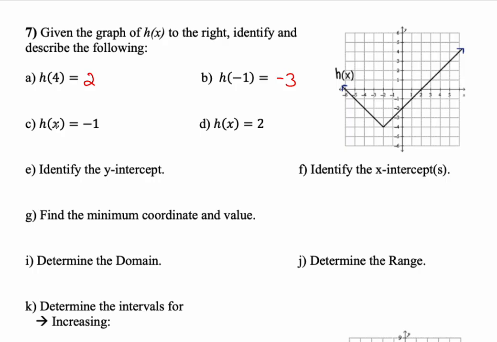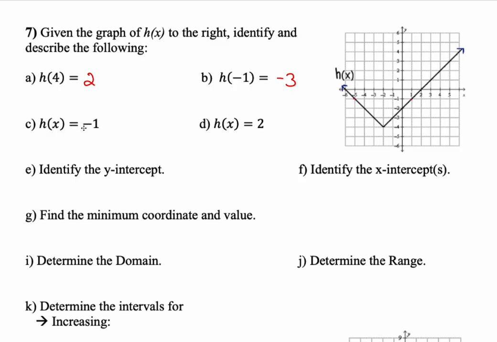C asks us h of x equals -1. Well, going back to here, with h of x, x is not told to us. That means that the -1 represents the y value. Just like on A, where the 2 was the y value, the -1 is the y value. We need to know what the x value of the coordinate is. So we go to the y value of -1 and we see how many times it might cross. At the -1, we go to the left and it hits the function at -5, -1. And we also go to the right and it crosses at 1, -1.